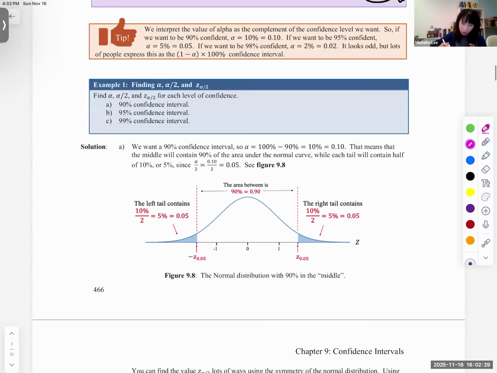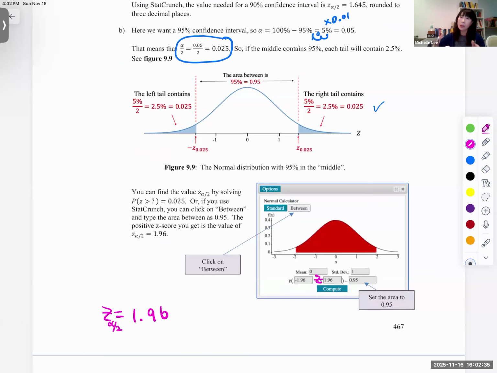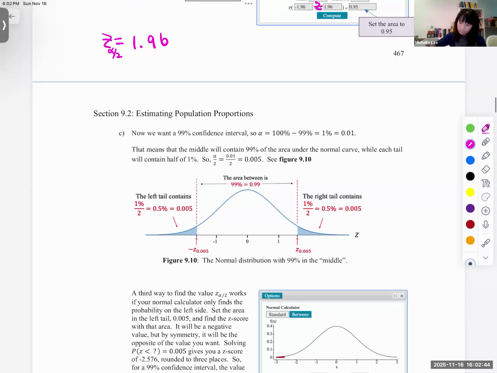Okay, the third one, we have a 99% confidence interval. Same way, 100% minus 99%, alpha will be 1%. We convert to the decimal, which is 0.01. That's how they have it, right? Then alpha over 2, which is 0.01 over 2, which is 0.005. Okay, that will be the right tail.